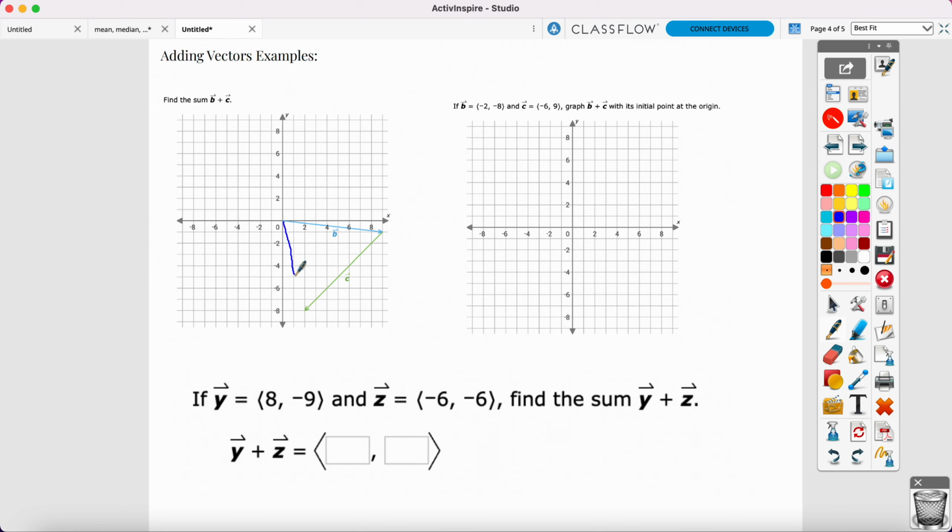So our ending vector, or where they end together, is right here. So we want to describe that in component form, which means we go right 2 and down 8. So we need to put 2, comma, negative 8.